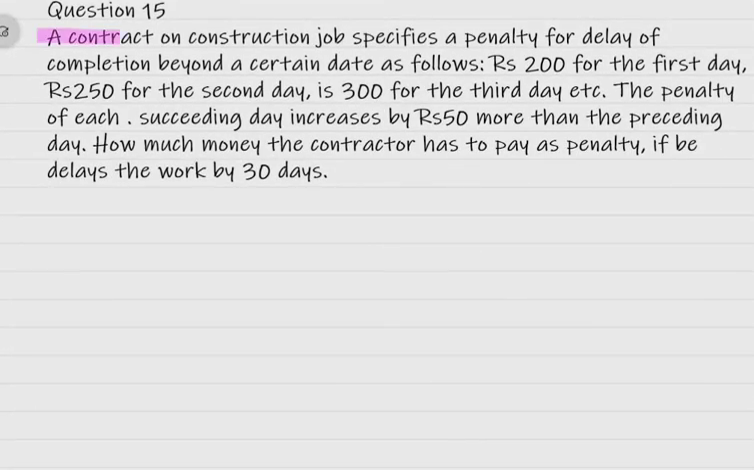Construction job. Children, see properly. A contract on construction job specifies a penalty for delay of completion beyond a certain date as follows. That means when a contract was given, it was said that it should be completed by a given time. But if it is not completed by that particular date, then there will be penalty on the contractor.